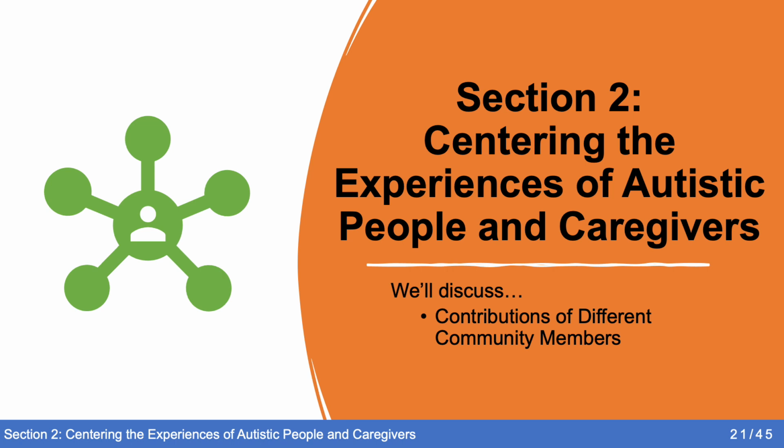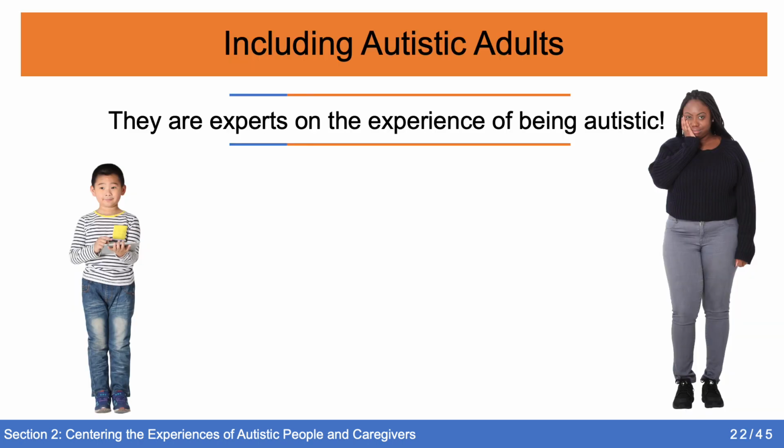Section 2, Centering the Experiences of Autistic People and Caregivers. In this section, we will discuss the contributions of different community groups to autism research. Autistic adults provide information about the lived experiences of autistic people. They are the experts on the experience of being autistic.